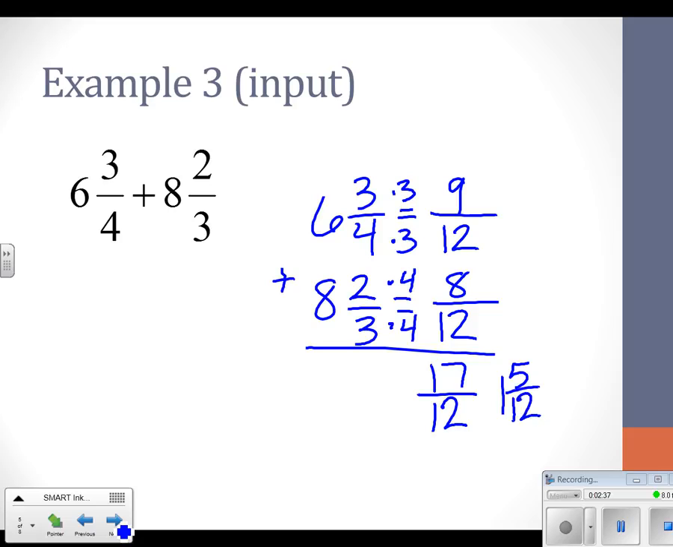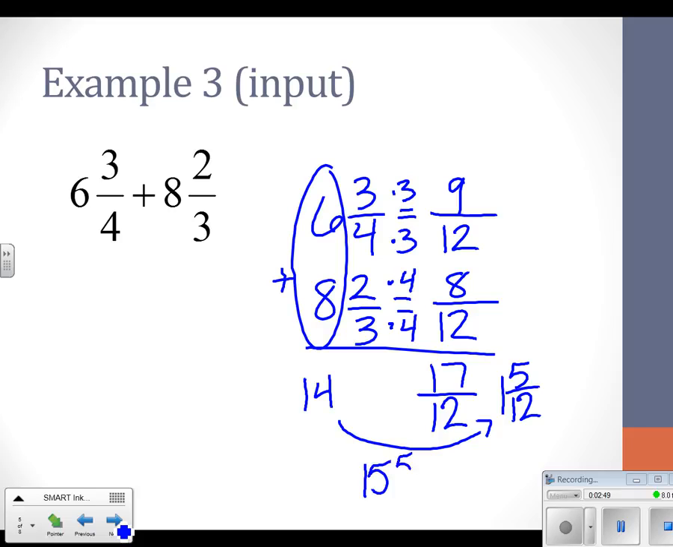And then we will add that to our whole numbers. 6 plus 8 gives you 14. So we add that 14 to our mixed number over here to have 15 and 5/12 for our answer.